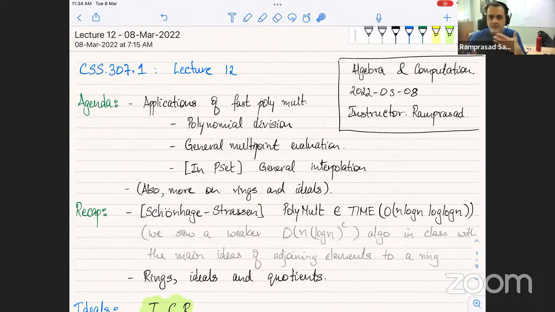We'll see a few applications of, just say that we know polynomial multiplication can be done in this much time, and we'll just see, okay, what does that mean? What else can we do in that time? So that's what we're going to focus on today.